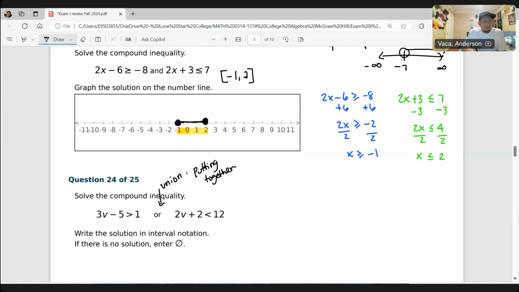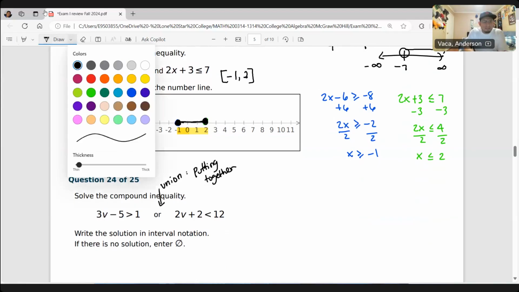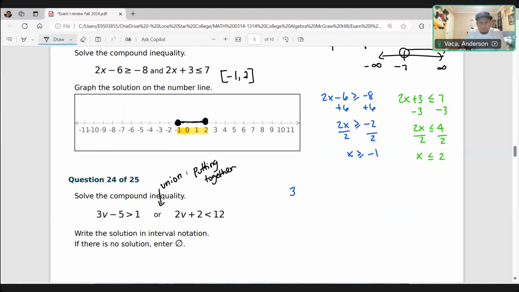Okay. And so let's see, back to two different colors. Let's see what this jelly jam is all about. 3v minus 5 is greater than 1. Adding 5. 3v is greater than 6. Dividing by 3. v is greater than 2. I'm going to leave that alone for now.